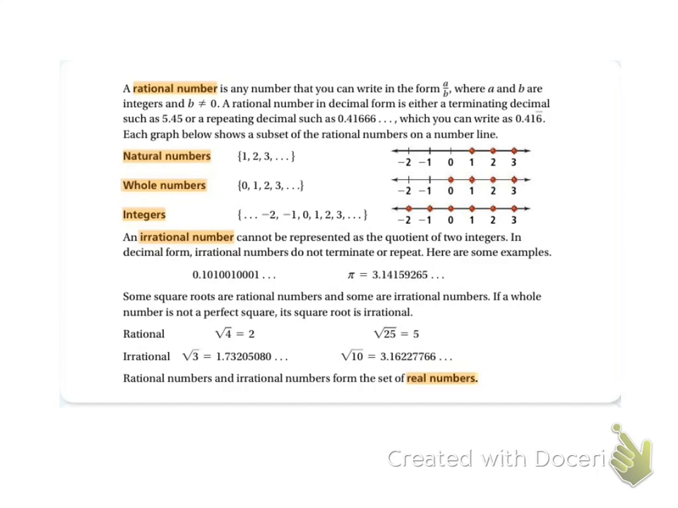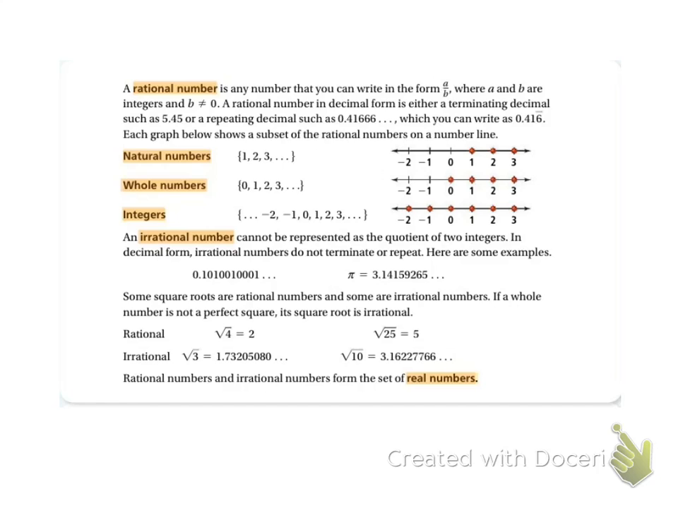Okay, so rational numbers are any numbers that you can write in the form a over b, so in the form of a fraction, where a and b are integers and b is not 0 because it's illegal to divide by 0. So, either a rational number has a terminating decimal, a decimal that ends, or it has a repeating decimal.